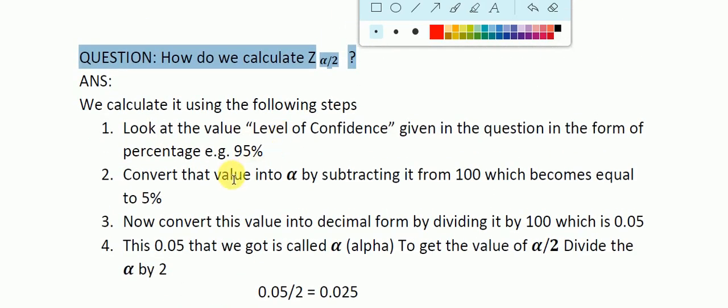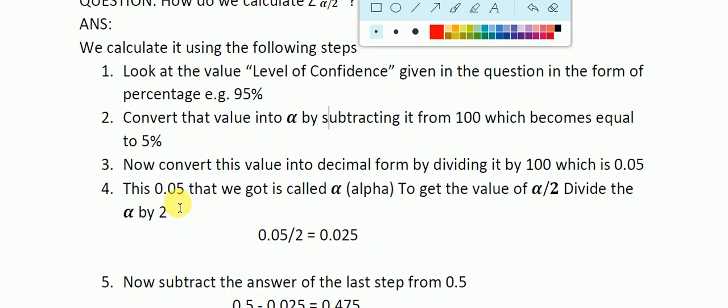What next? Convert that value into alpha. So how do we convert the level of confidence into alpha? Alpha, just as a side note, is also the probability of type 1 error happening, and it is called the level of significance, not level of confidence. Level of confidence is this thing. Alpha is also called level of significance. So convert that value into alpha by subtracting it from 100, which becomes equal to 5%.